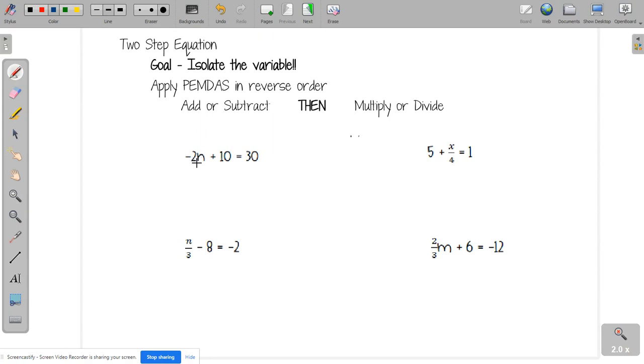So we have negative 2n plus 10 equals 30. We have addition here, so we have to do the opposite. We have to subtract 10 from both sides. So we're left with negative 2n equaling 30 minus 10 is 20. Now we're to a one step. So negative 2 times n, doing the opposite, so we're going to divide by negative 2. N equals negative 10.